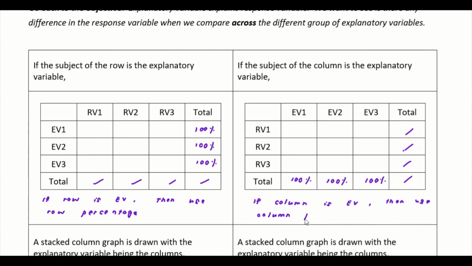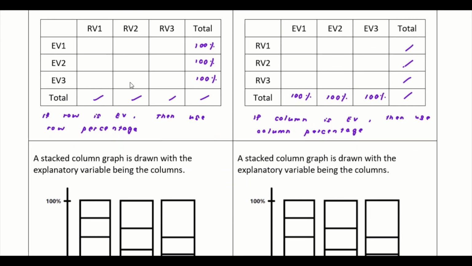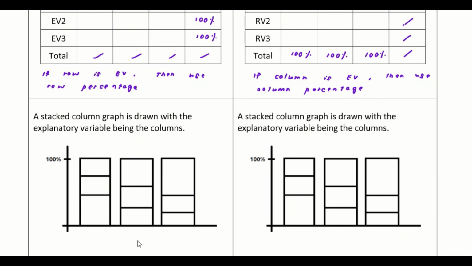Now the same thing like what we have mentioned just now. The stacked column is drawn with the explanatory variable being the column. In this case, our explanatory variable is our row, so this is our row percentage. Our row will be the subject of our stacked column, which is EV1, EV2, EV3.